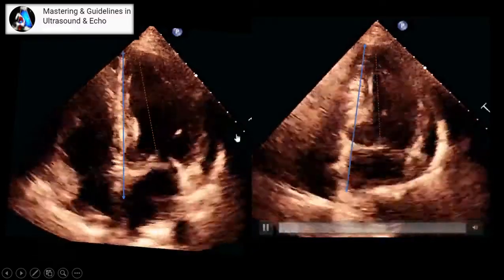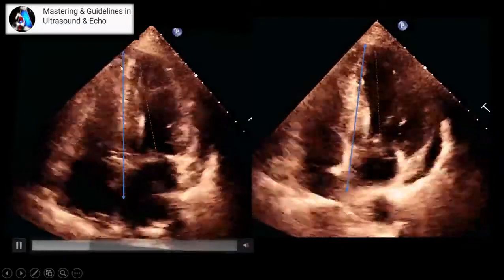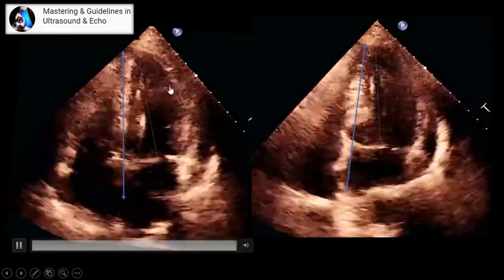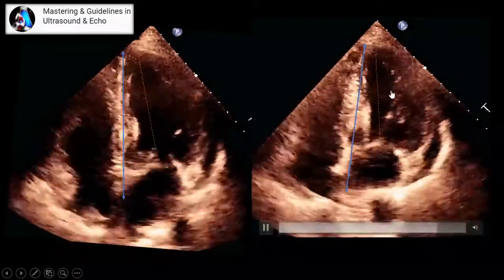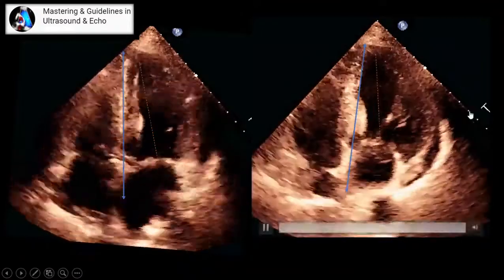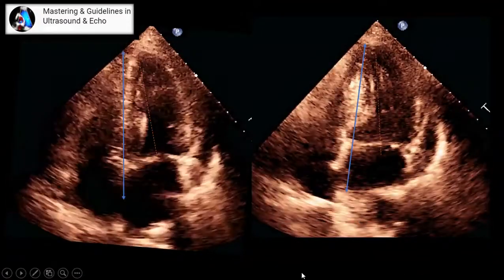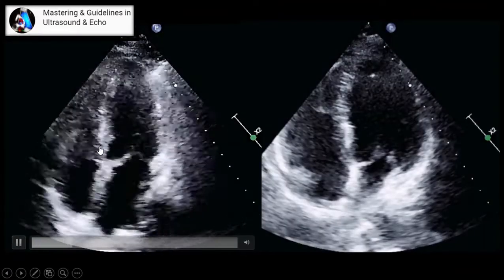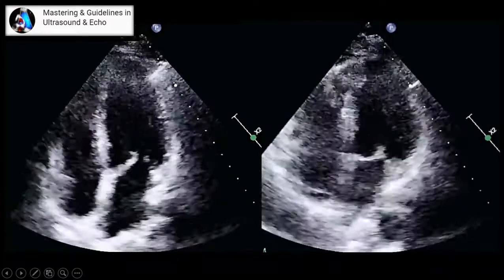You can notice the length of the heart here in foreshortening is much less than the correct view, and the left ventricular length here is a lot larger than this one. In another one here it is more clear. If you notice, this one here is a correct apical 4 and this is a foreshortened image.